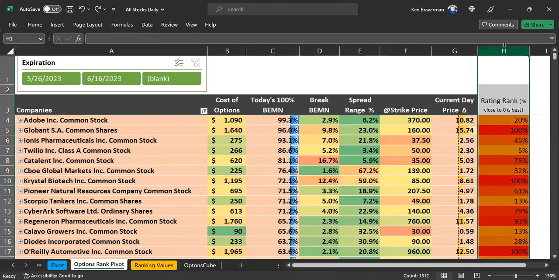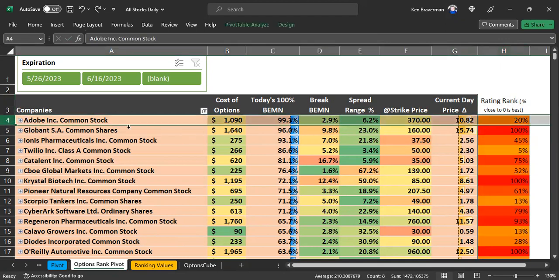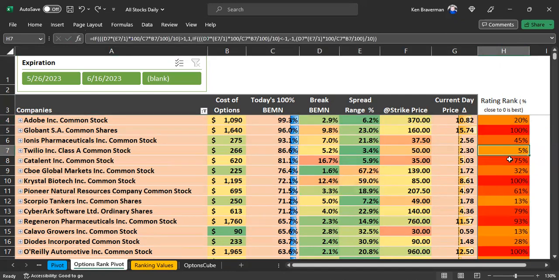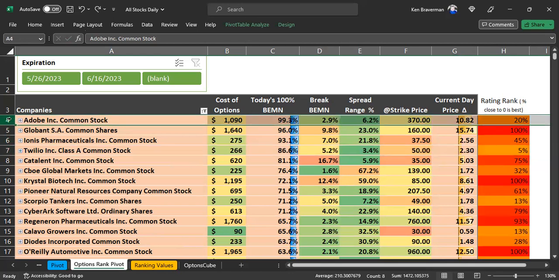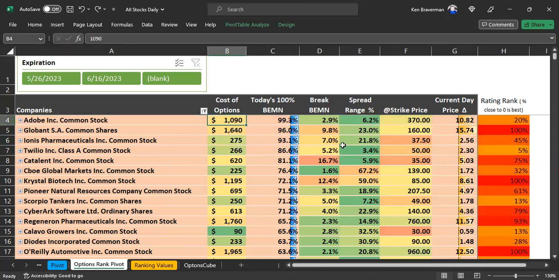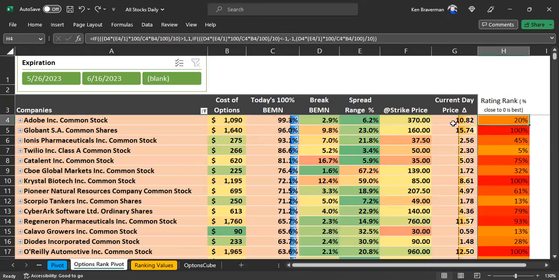The order is related to this number over here. It's the rating rank percentage. And Adobe's rating rank percentage is 20. That's not good. You want this number to be less than 5, definitely less than 10, and really less than 5 is premium stuff. So Twilio is actually a premium company. Adobe, not as much, because this is too expensive. They have to move $10.